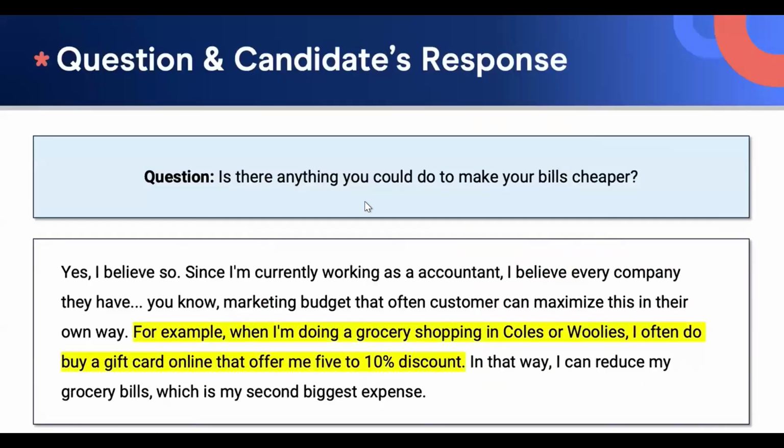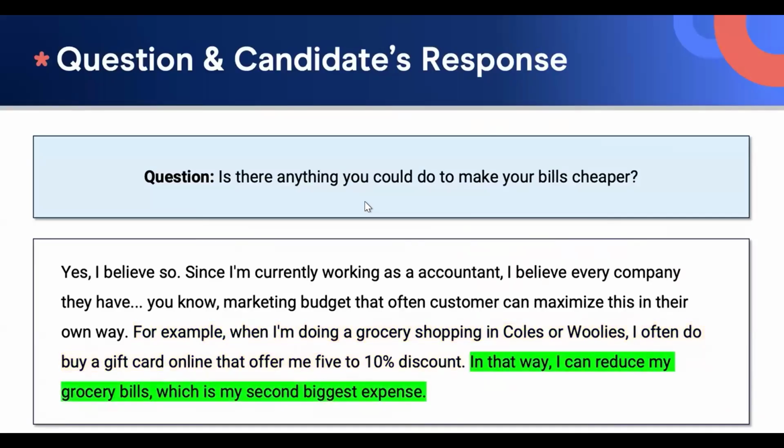But luckily, Tim gives an example to explain what he means. He mentions shopping in some Australian supermarkets, Coles and Woolies, and says he buys a gift card that offers a discount. The last sentence is great. He uses a signal phrase, in that way, to introduce the result and explains why it's important using a great comparative phrase, my second biggest expense. So by giving the example, Tim has explained what he means more clearly.